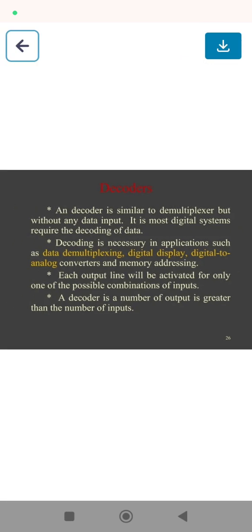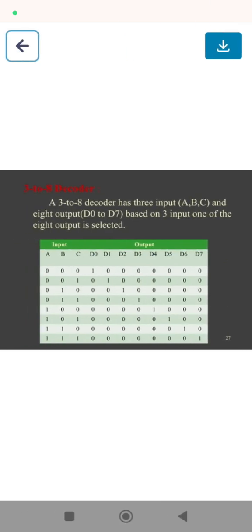So next we can see about a decoder. A decoder is similar to a demultiplexer but without any data input. Most digital systems require decoding of data. Decoding is necessary in applications such as data demultiplexing, digital displays, digital to analog converters and memory addressing. Each output line will be activated for only one of the possible combinations of inputs. In a decoder, the number of outputs is greater than the number of inputs.